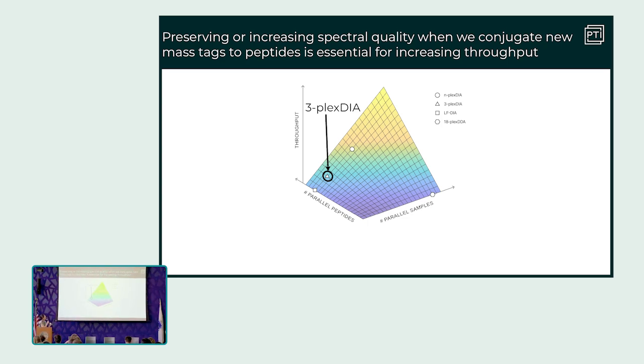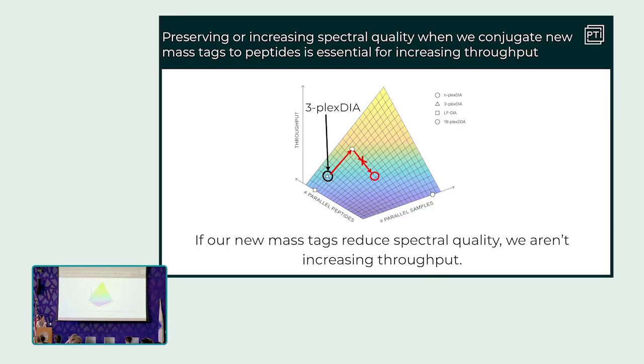Now, if we increase the number of samples we want in parallel with our mass tag, but we see an accompanying decrease in data quality or spectral quality, we're actually not increasing throughput. Because while we might be increasing the number of parallel samples, we'd be decreasing the number of parallel peptides. So the throughput equation would not be satisfied. So if our new mass tags reduce spectral quality, we're not increasing throughput.